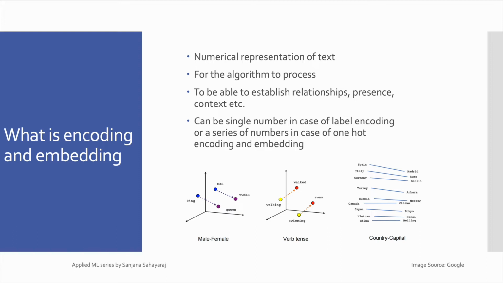And we have to choose an encoding or embedding technique really based on what our natural language processing use case needs. And this encoding or embedding can either be a single number in some forms of encoding. It can be several columns of single numbers in the form of one-hot encoding, or it can be a vector of numbers called vectorization, which happens with a lot of embedding techniques.